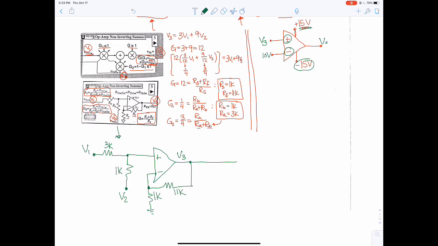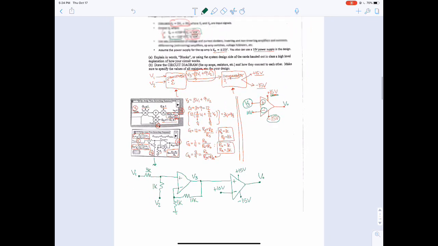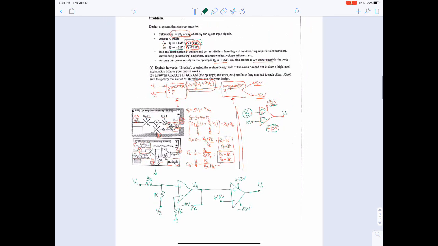The output V3 then goes into the plus terminal of this one, and then I put the 10 volt comparator or comparison on the negative terminal, and these are hooked to plus 15 volts and minus 15 volts, and the output of that gives me VO. So this is my circuit design for this example, and this concludes that.